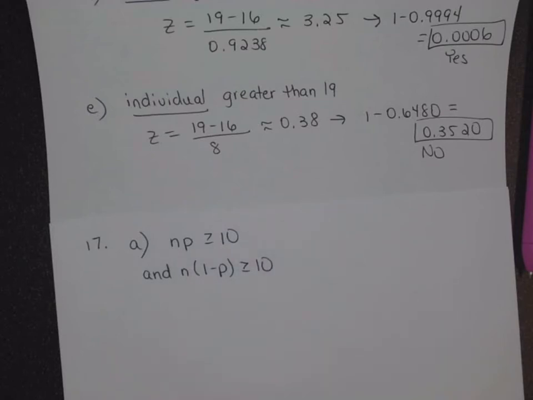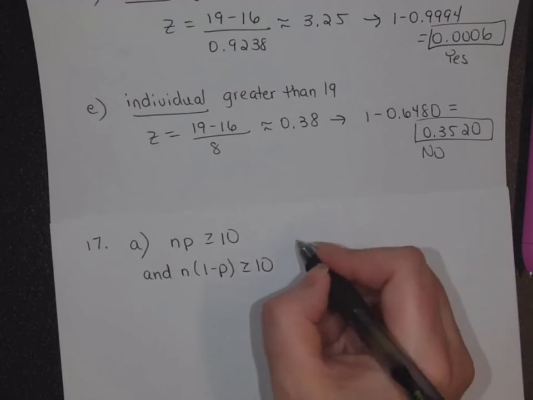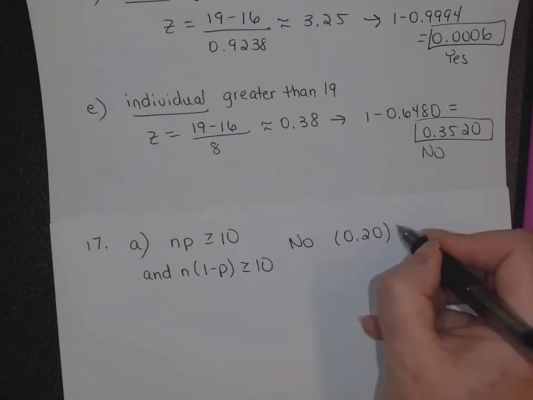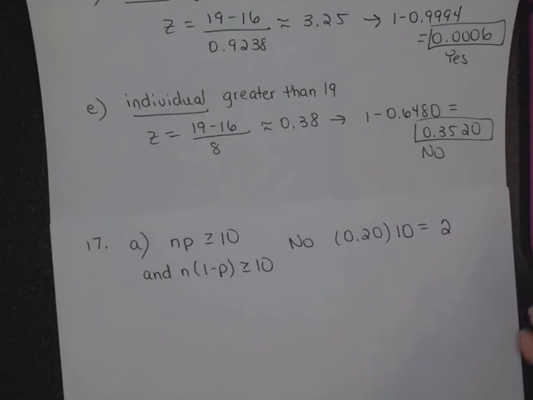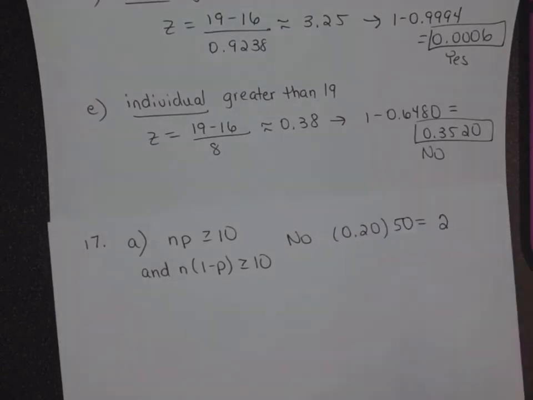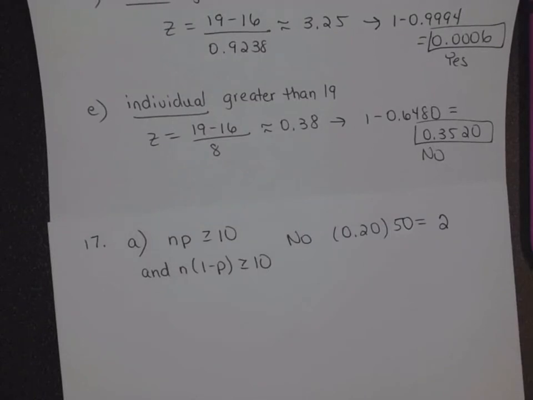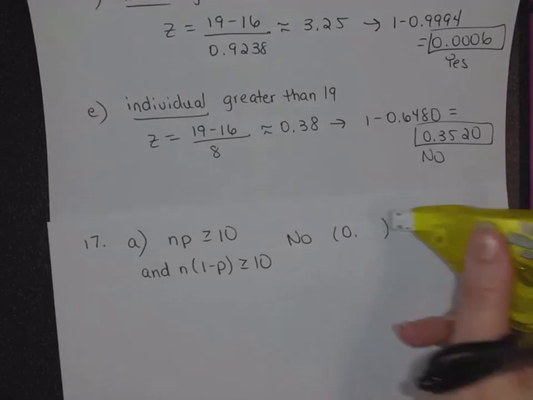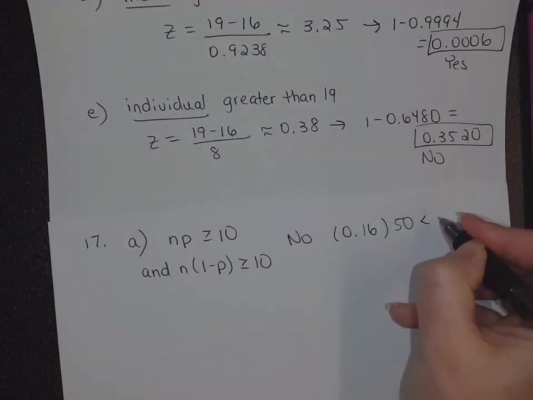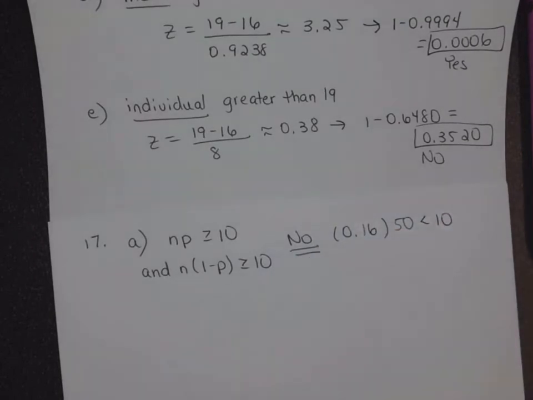So here the answer is no. Because if you do 0.20 times 10, you get 2. Sorry, that shouldn't be times 10, it should be times 50. So 0.2 times 50. Sorry, not 0.2, 0.16, which is less than 10. So the answer to part A would be no.